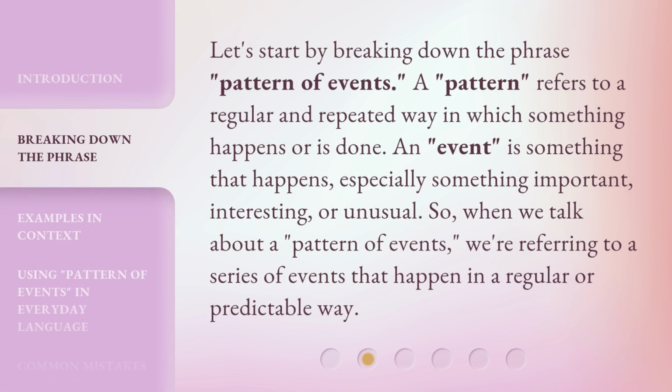Let's start by breaking down the phrase "pattern of events." A pattern refers to a regular and repeated way in which something happens or is done. An event is something that happens, especially something important, interesting, or unusual. So, when we talk about a pattern of events, we're referring to a series of events that happen in a regular or predictable way.